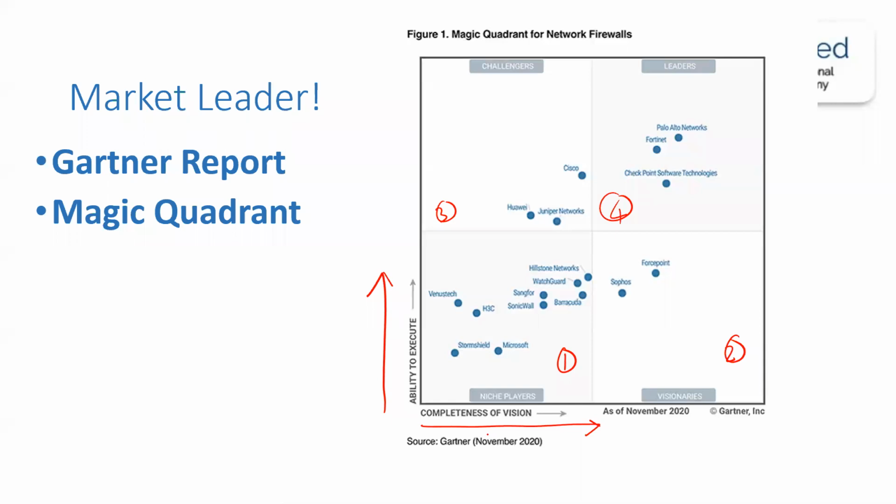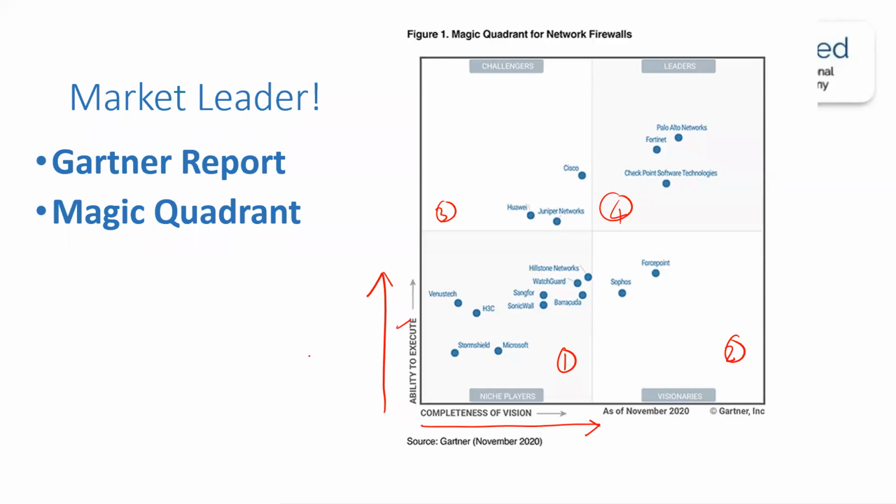Completeness of vision basically means what is the company's vision for the next 5 years, 10 years, 15 years down the line? Where does the company look, what are its goals, and what exactly is the company doing so that it can help the future in the next 10 or 20 years? That is the completeness of vision. Now, ability to execute is basically the same stuff. You have a goal for 10 years. How quickly and efficiently you are progressing towards that goal, that is called ability to execute.